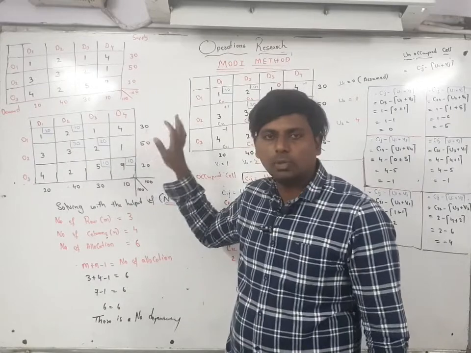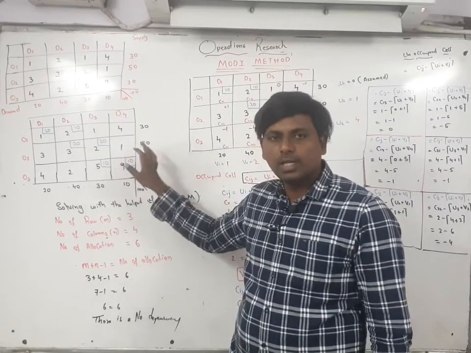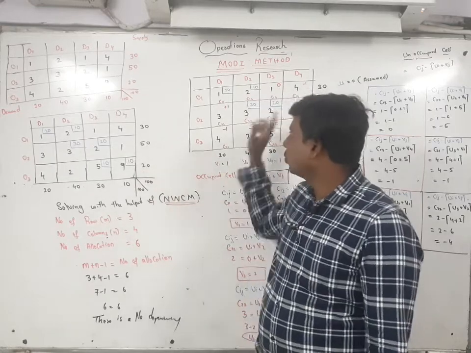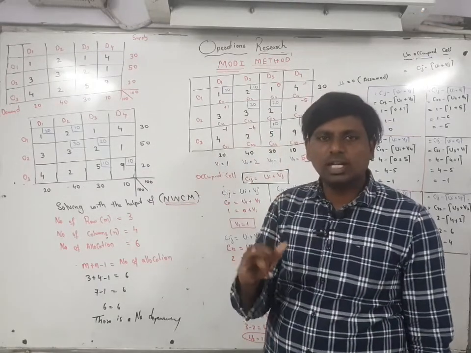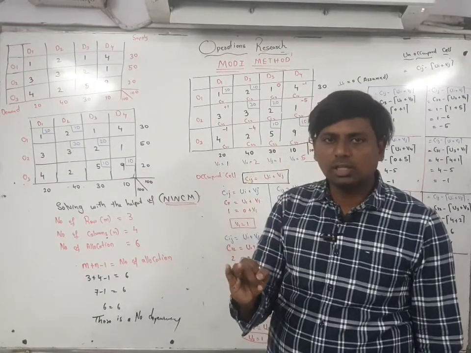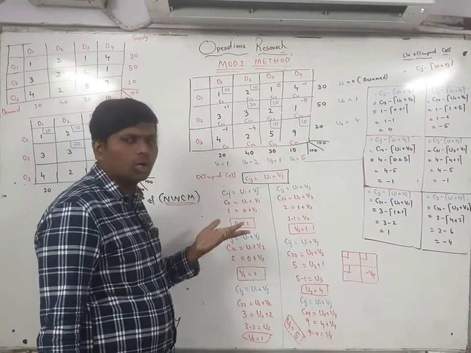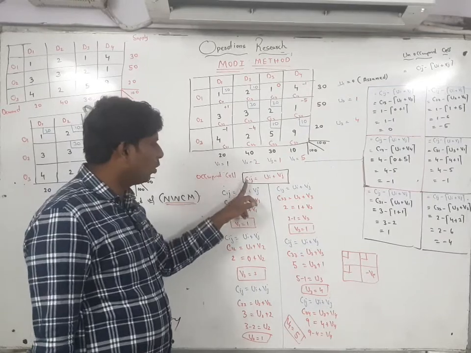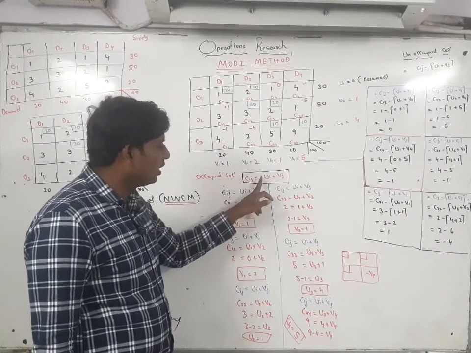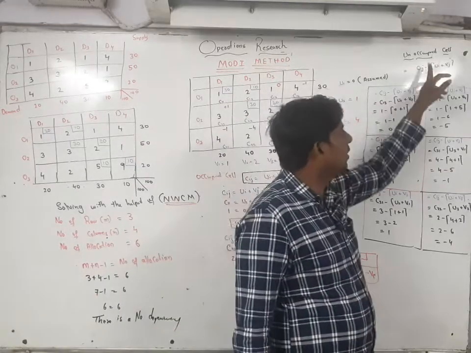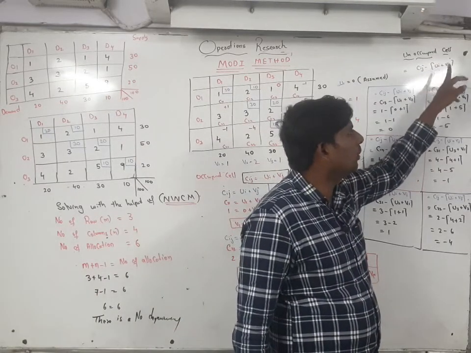No degeneracy means, in the MODI method, after solving with the help of the northwest corner method, next you have to do this one for allocated cells and unallocated cells. For an occupied cell, the formula will be Cij is equal to Ui plus Vj. For an unoccupied cell, the formula is Cij minus (Ui plus Vj).